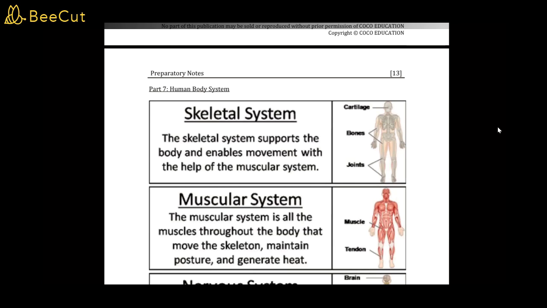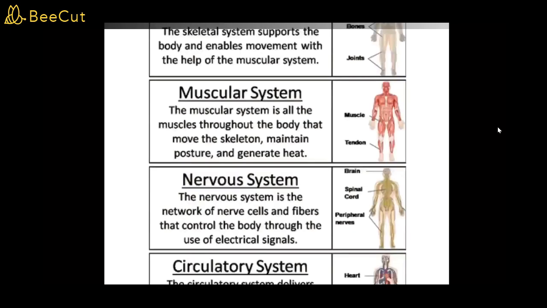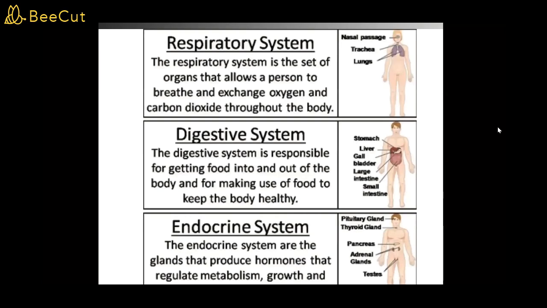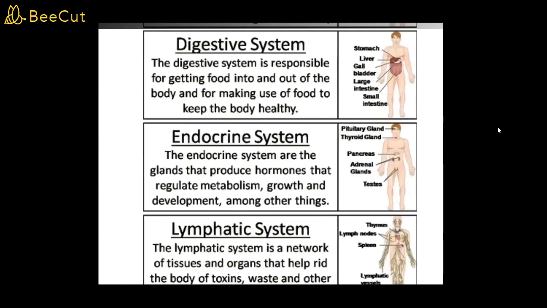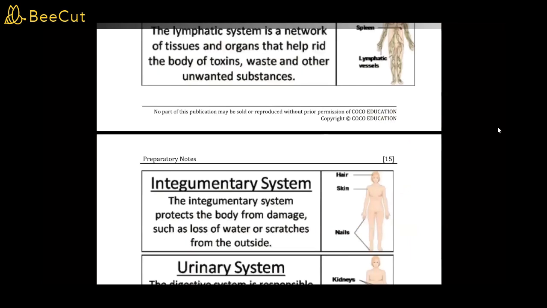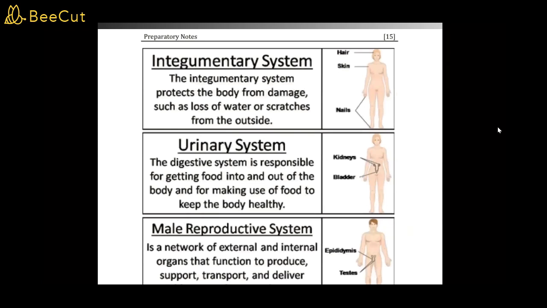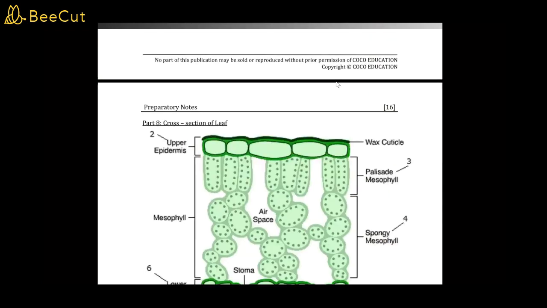As you can see from the list here, we have all these human body systems, including the skeletal system, muscular system, nervous system, circulatory system, respiratory system, digestive system, endocrine system, lymphatic system, integumentary system, urinary system, and male and female reproductive system. We also cover plant anatomy, focusing on the cross-section of the leaf and plant transport system, where we examine how plants transport water, nutrients, and food.